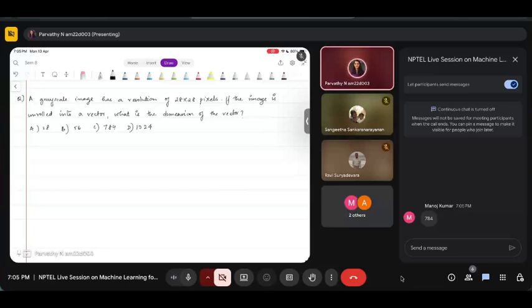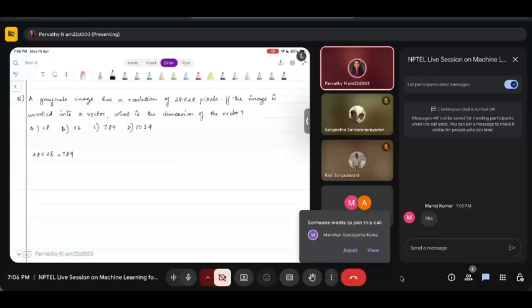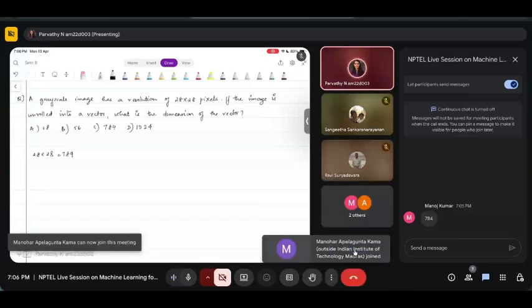Yeah, so unrolling a 28 by 28 image means you multiply the rows and columns, which is 28 and 28. So it is 28 by 28, which is equal to 784. So each of the pixels from this 28 by 28 will become an element of the vector.